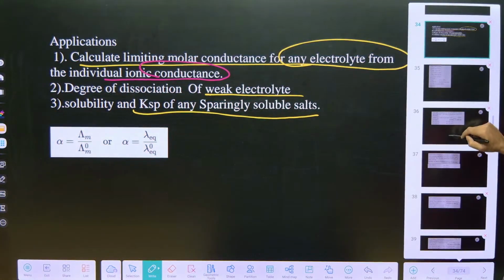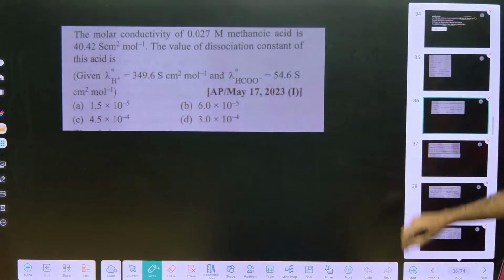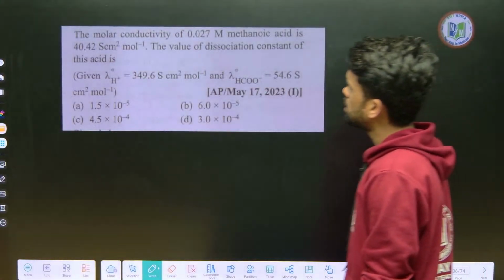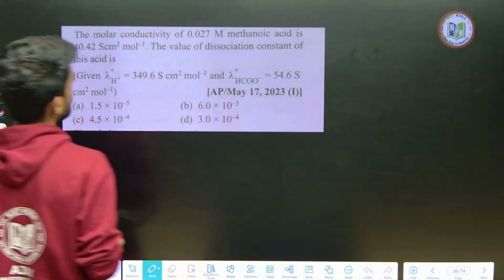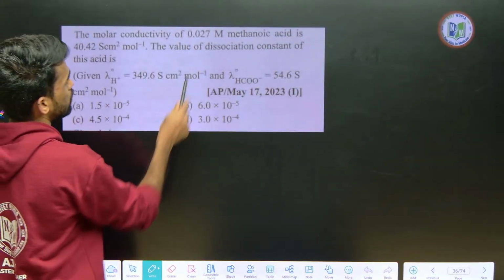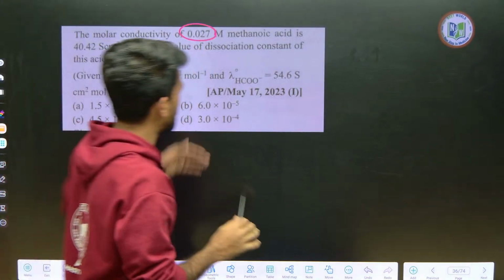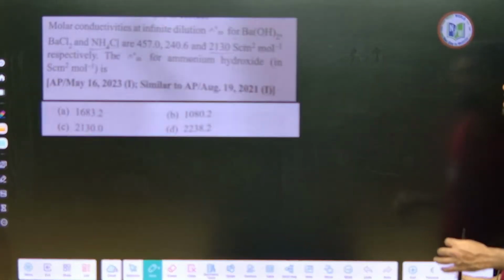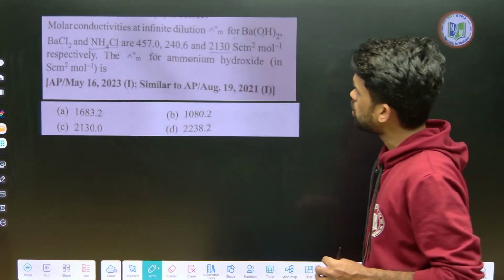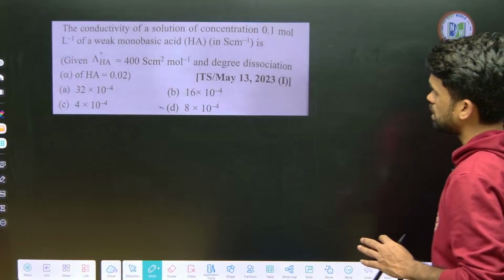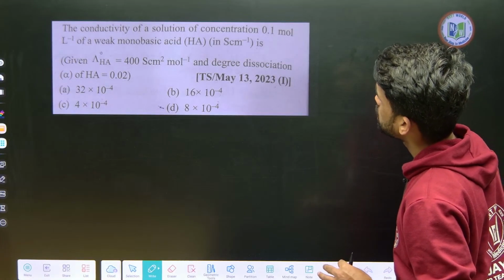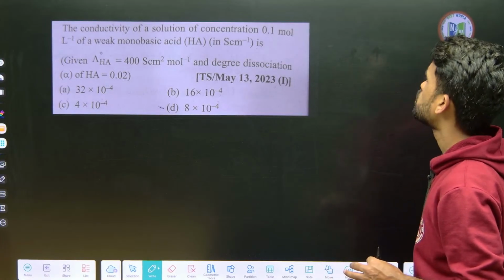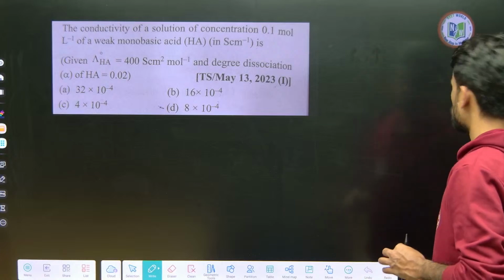Right. Look at this question. What are they saying? The limiting molar conductivity of 0.027. Yes, we will come back to this. Let me give you one basic question first. Then next, the conductivity of 0.01. Okay, degree of dissociation, right?